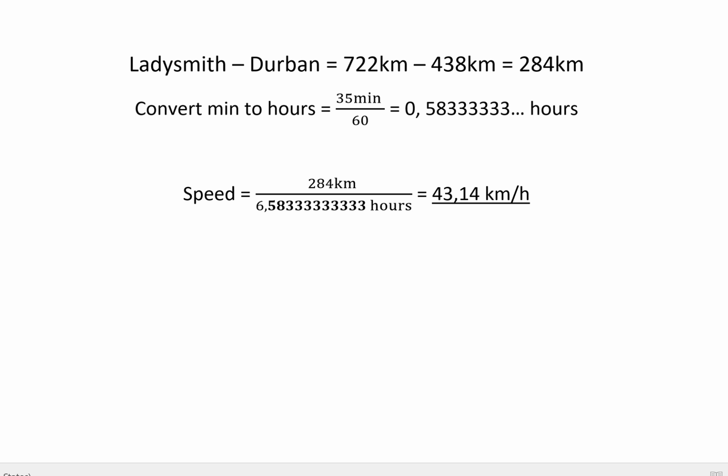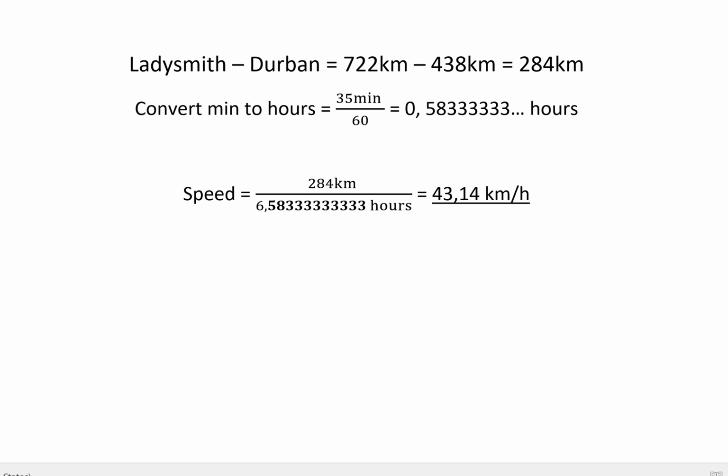So therefore, speed is 284 kilometers divided by 6.583 recurring hours. You have to add the fraction of the minutes to the hours that they gave you, right? So we need to divide by 6.5833333, and that will give you an average speed of 43.14 kilometers per hour if you round that off to the second decimal.